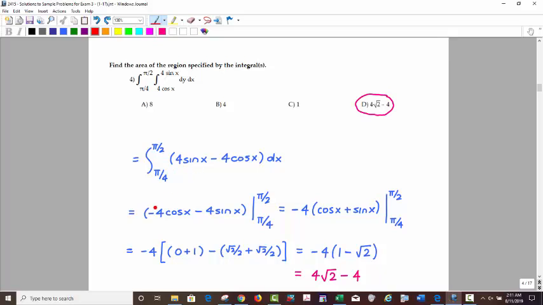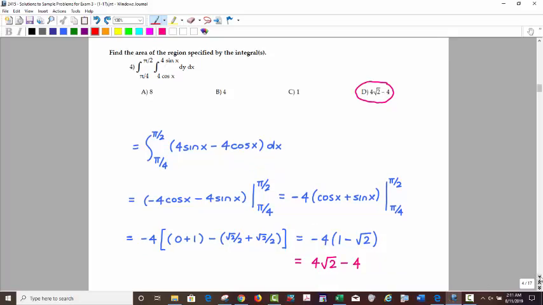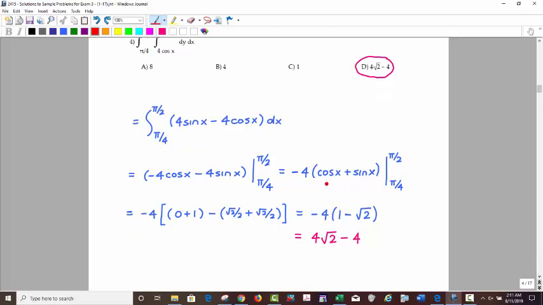Be careful, don't confuse the antiderivative with the derivative. Antiderivative of 4 sine x will be negative 4 cos x, and the antiderivative of negative 4 cos x will be negative 4 sine x, and then you just plug in pi over 2 and pi over 4. For pi over 2, we're going to get cosine of 0, sine of 1 right here. For the lower limit, pi over 4, we get both of these square root of 2 over 2's. So you add those together and you get the square root of 2. And you have a 1 right here, so it's 1 minus the square root of 2.